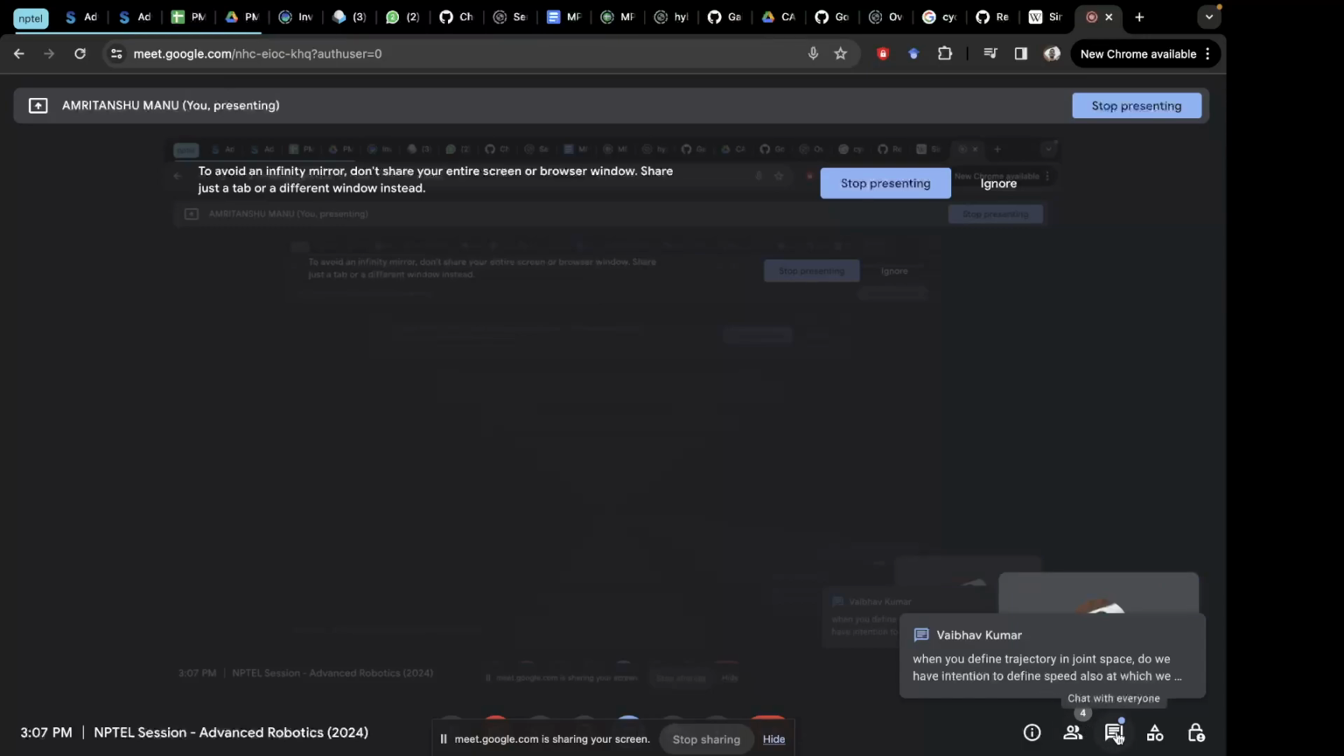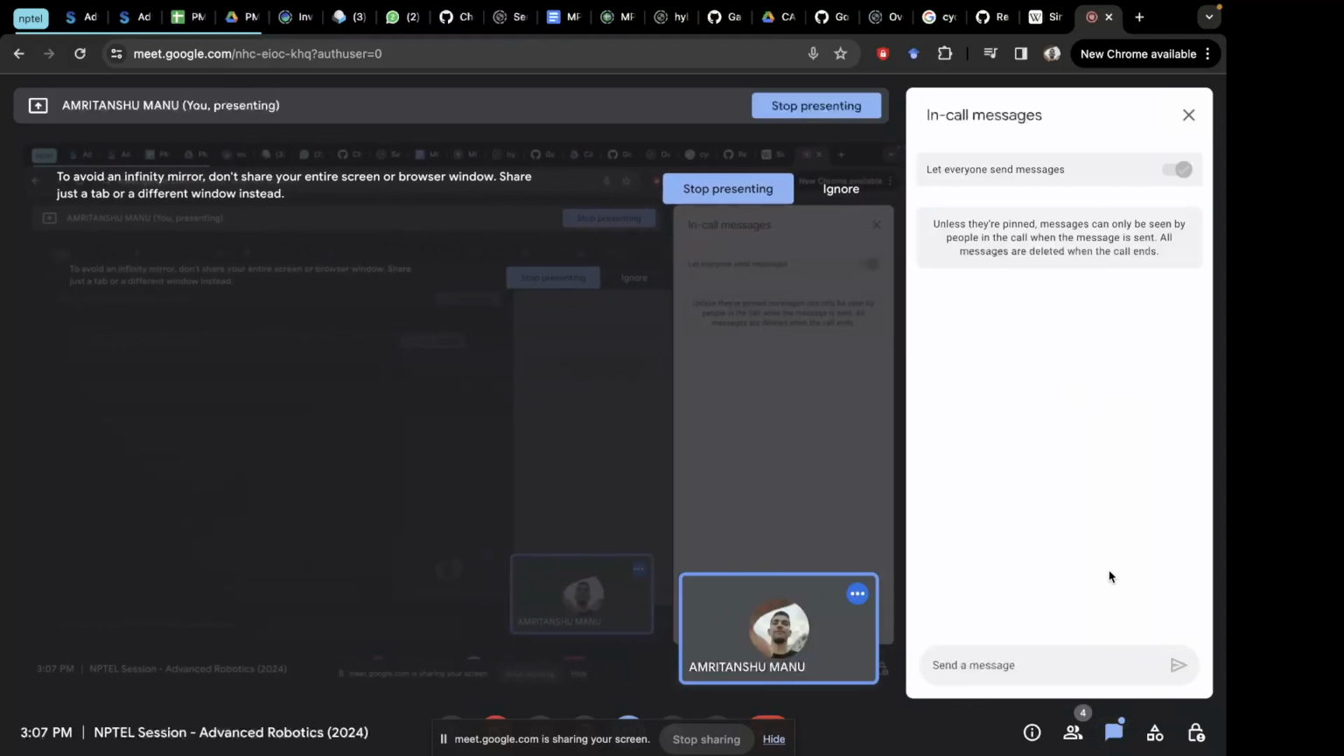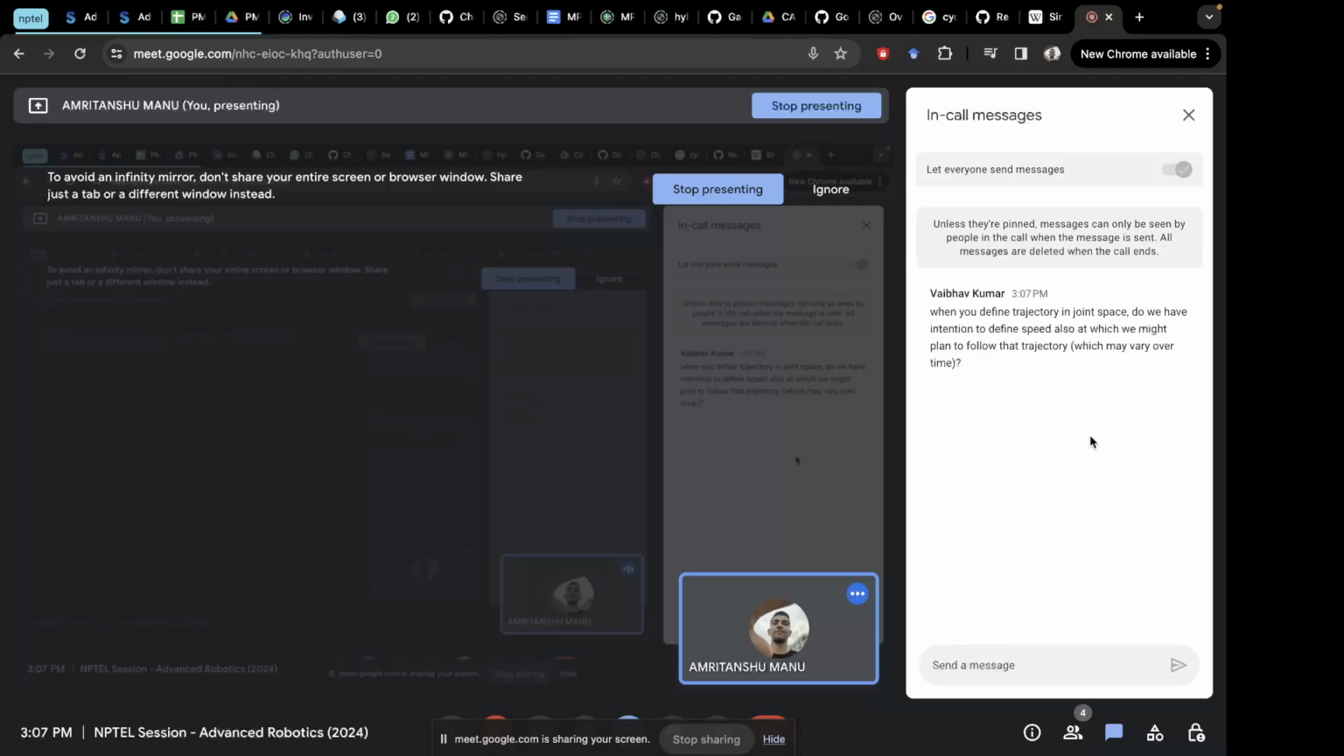Yeah, and once we define that trajectory in the task space, I can always, using inverse kinematics as we have seen, convert it into the trajectory in terms of joint angles. Oh, so there's a question in the chat which says, when you define trajectory in joint space, do we have intention to define speed also at which we might plan to follow trajectory? Yeah, of course, trajectory also includes the information about velocity and acceleration.